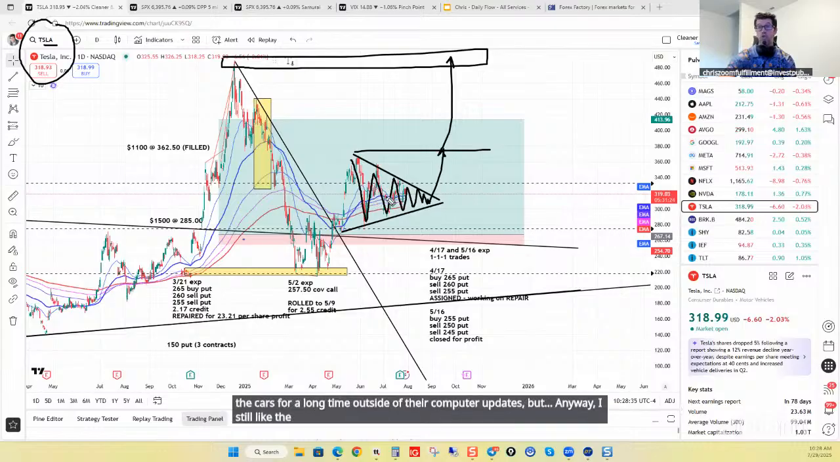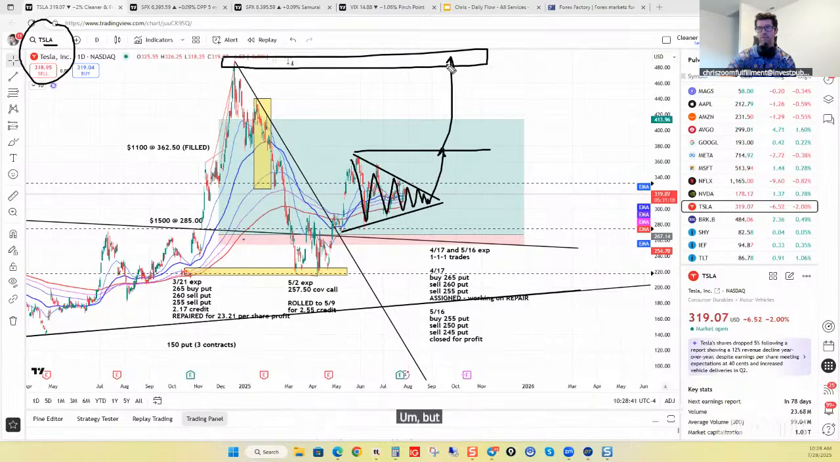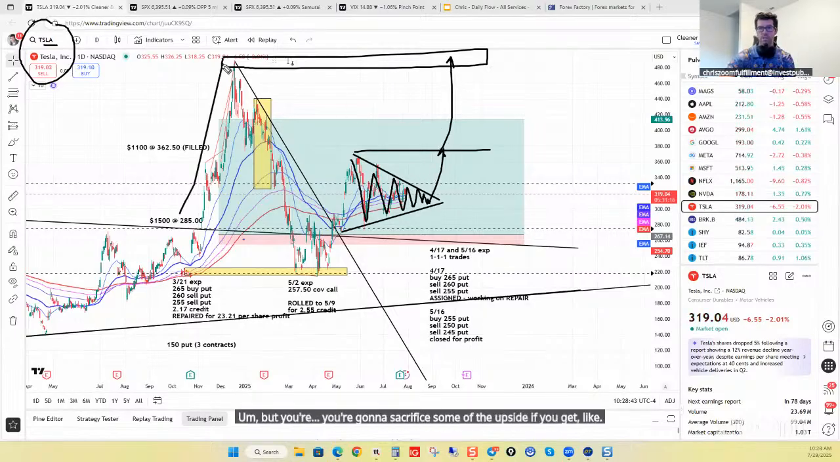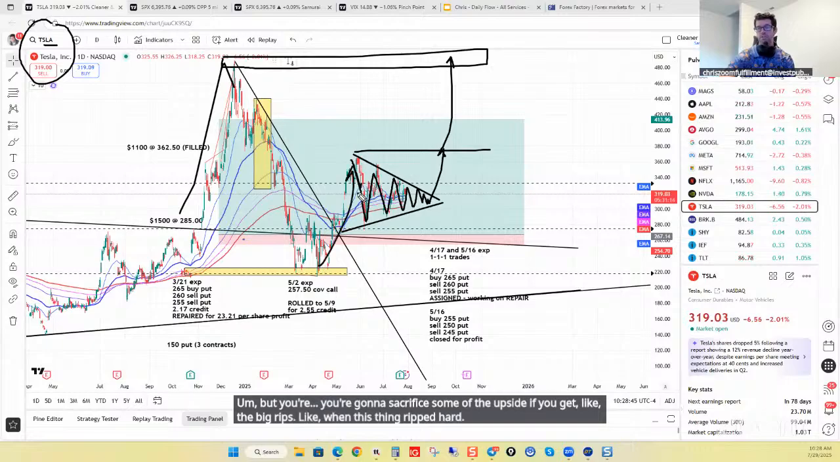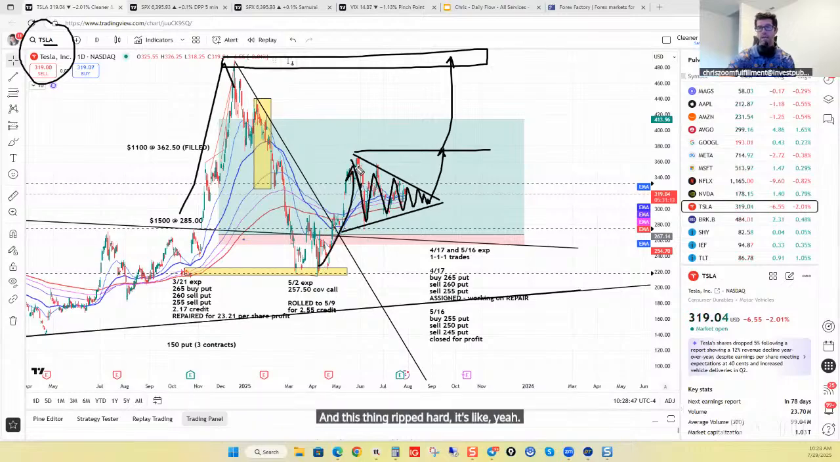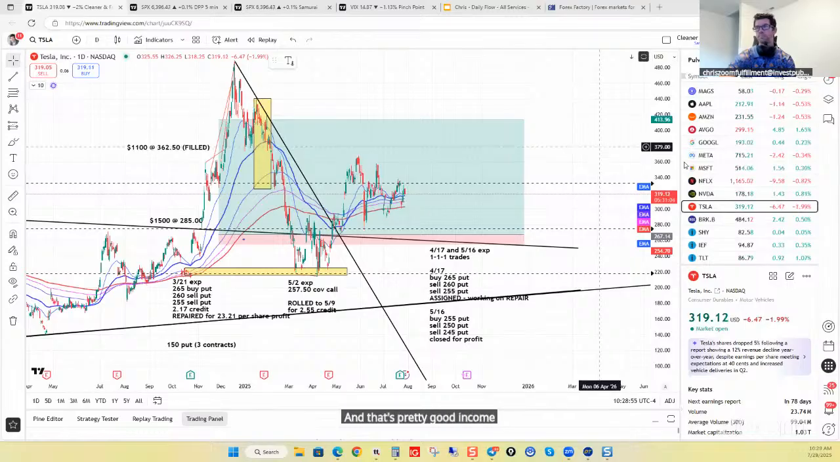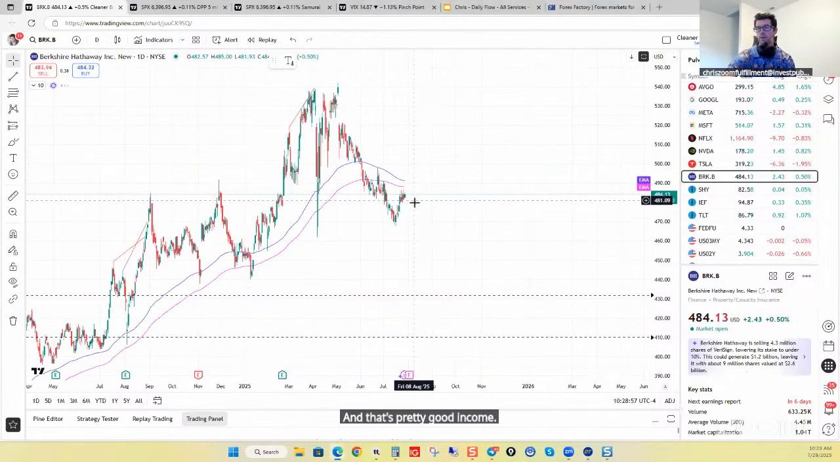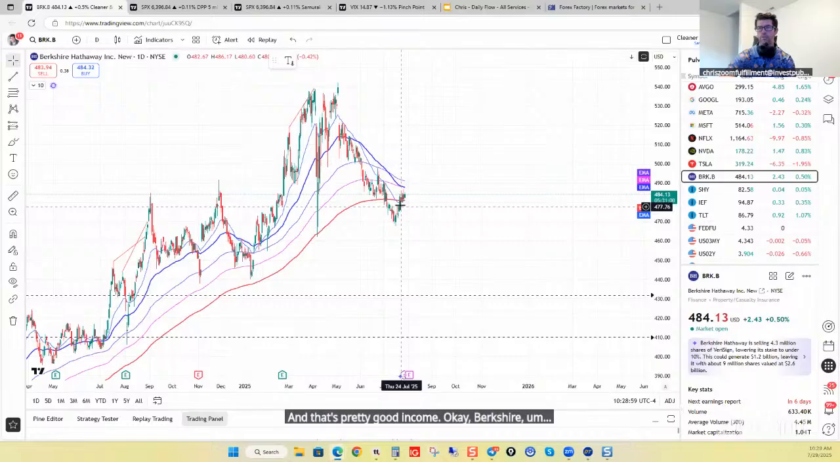I think it's a crazy rich premium, which I love. It's great for covered calls, but you're going to sacrifice some of the upside if you get the big rips. Like when this thing ripped hard and this thing ripped hard, I'm upside down in the gain or the appreciation, but I'm just selling covered calls for like 3, 4, $5 every couple of weeks, and that's pretty good income.